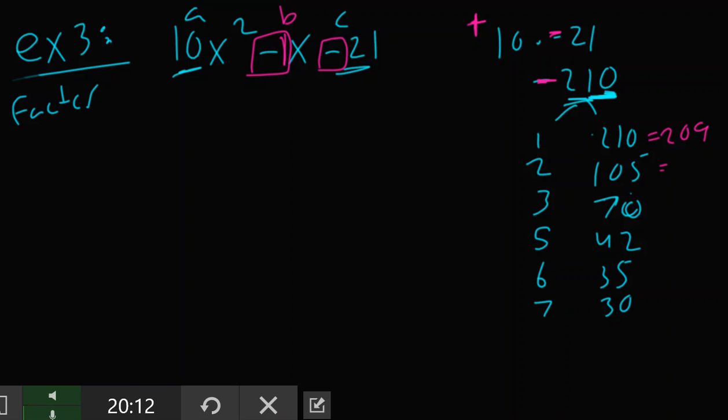105 minus 2 is 103. 70 minus 3 is, of course, 67. 42 minus 5 will, of course, be 37. 35 minus 6 will be 29. And 30 minus 7 will be 23. And notice something. We're looking for the group of numbers that are literally 1 unit away from each other.